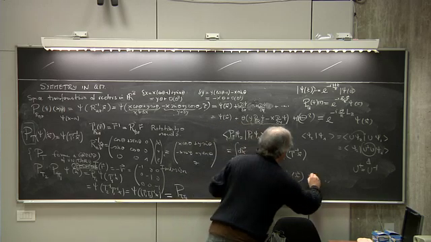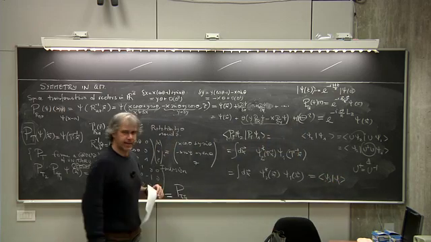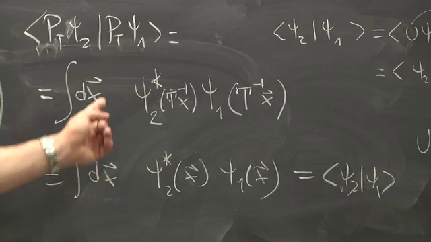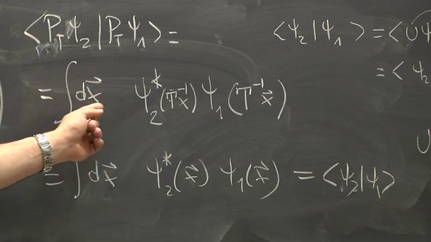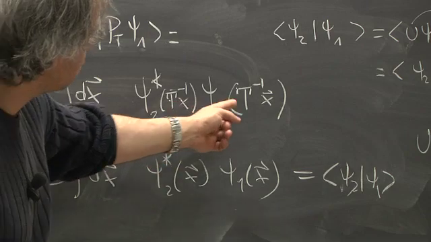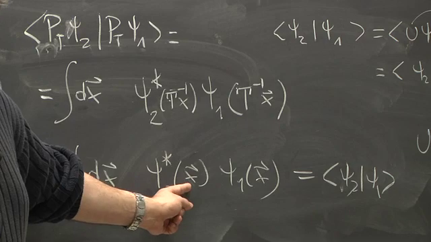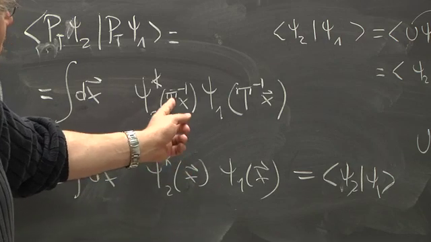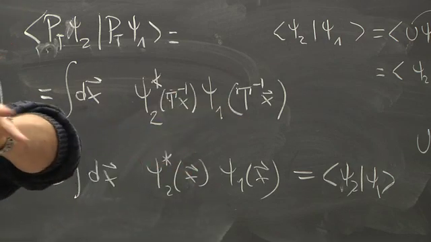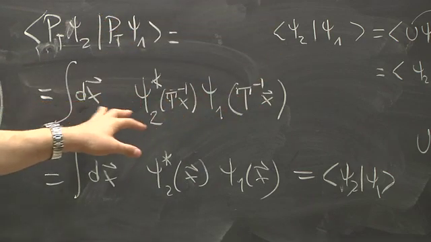Okay? So this is psi 2, psi 1. Clear? Now, you see the two differ simply because here in this integral, I have points t to the minus 1x rather than x and x. But you realize very easily that these transformations are just rotations and translations, okay? But I am still integrating over all space.